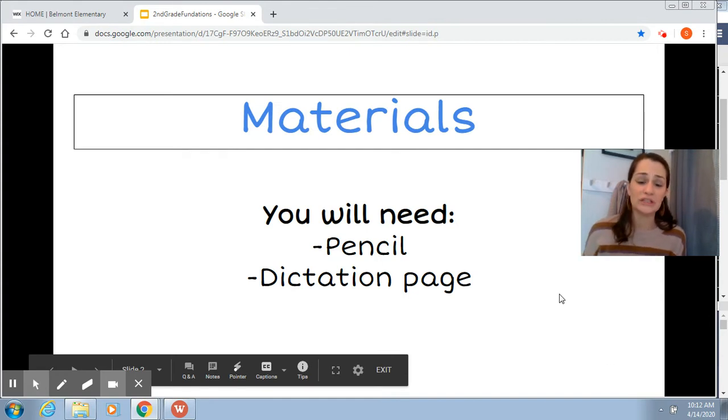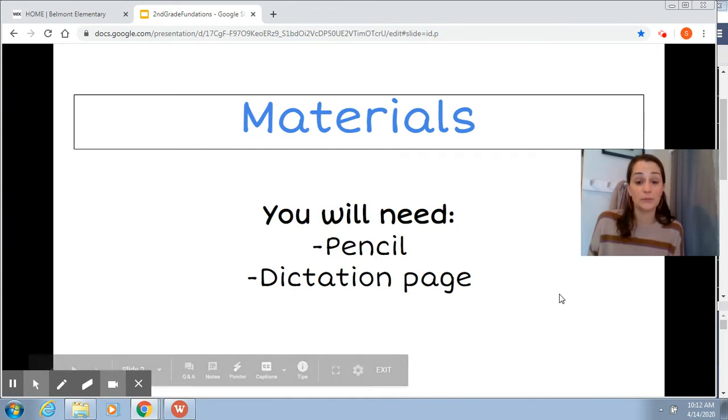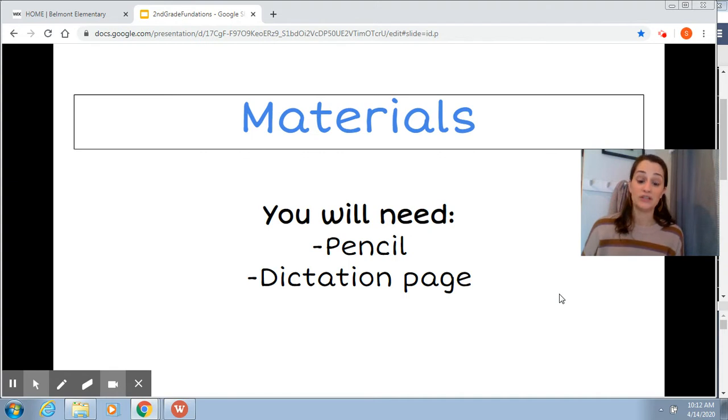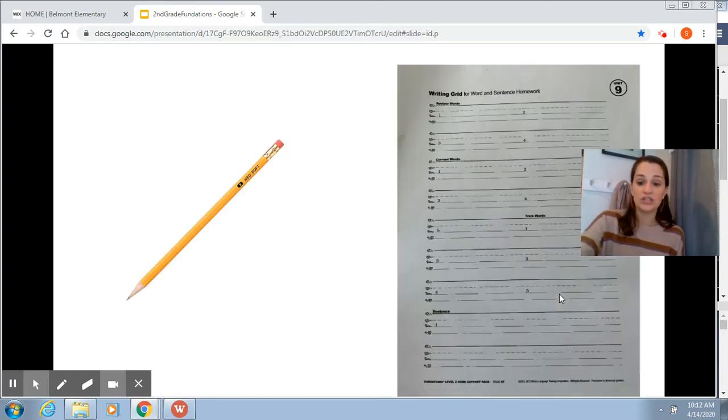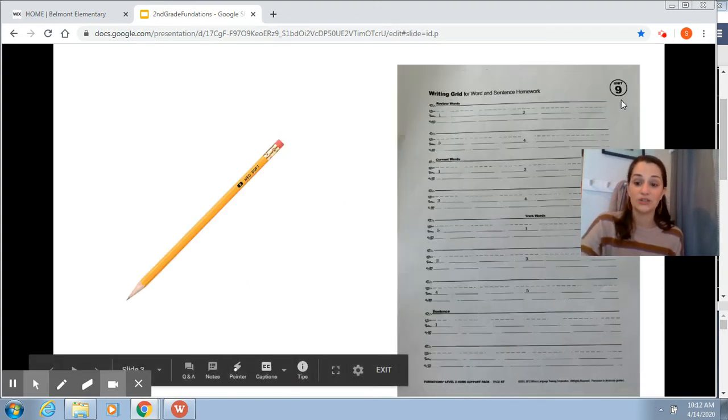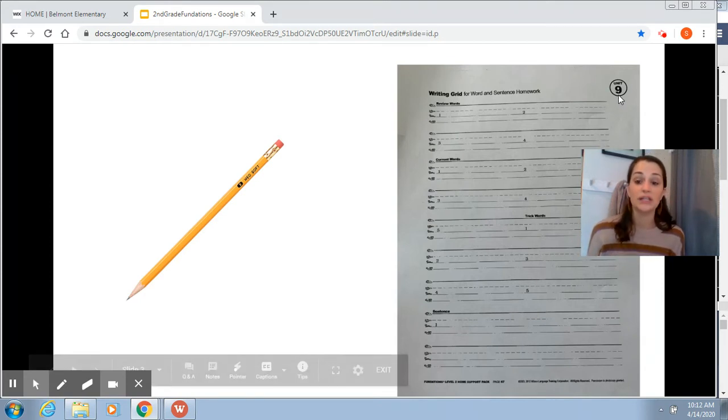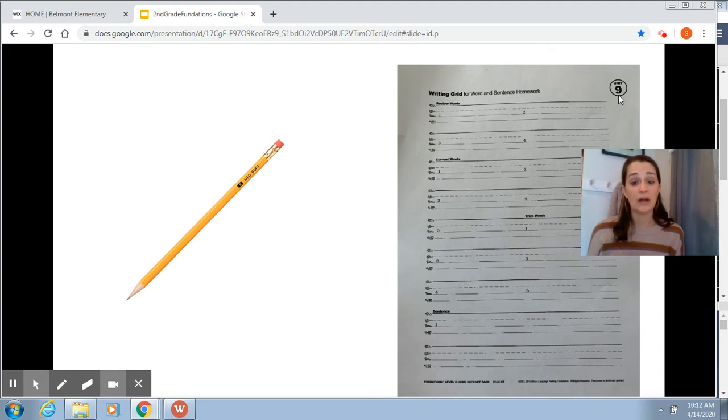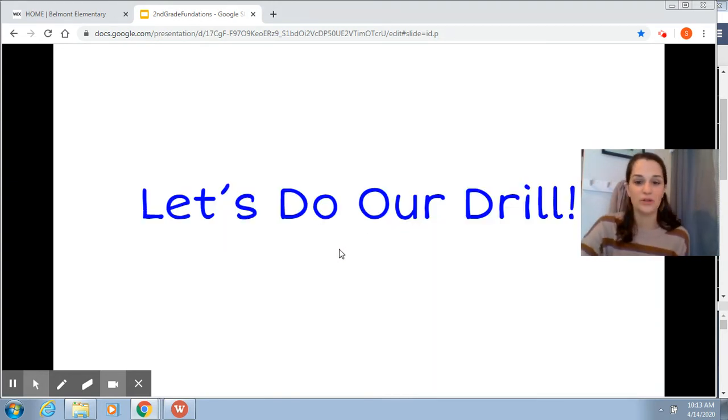So the materials you will need today are the materials you need for most Fundations, which are your pencil and your dictation page. Your dictation page can be found in your packet, and it looks like this. We are going to use the dictation page today that has the Unit 9 circle. If you weren't able to grab a packet or you can't find your packet, you can also just use a plain piece of lined paper to write your dictation down. We're doing one word and one sentence at the end of this lesson. Okay? Let's start with our drill.